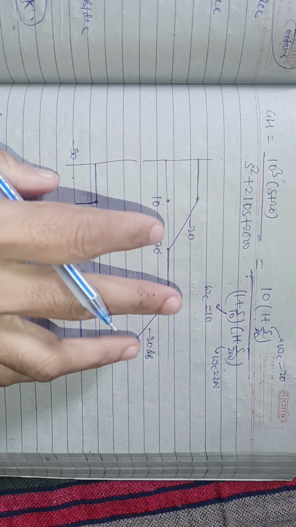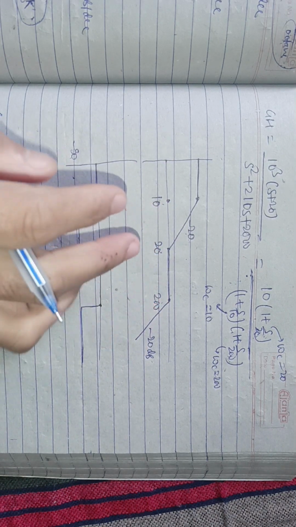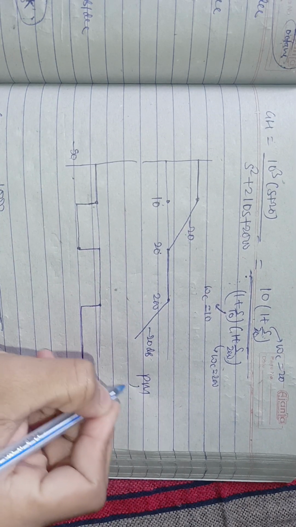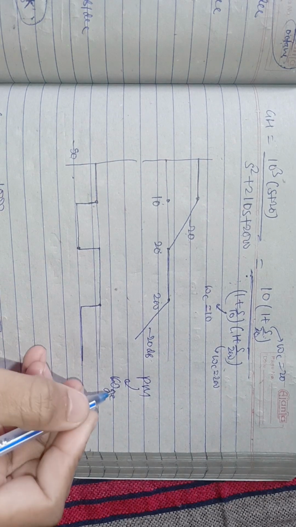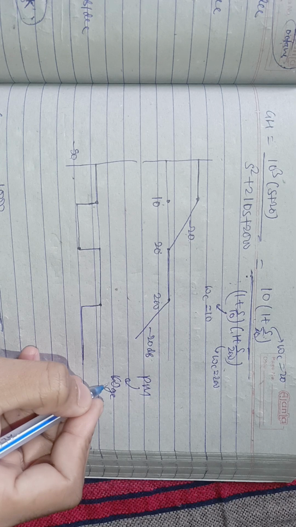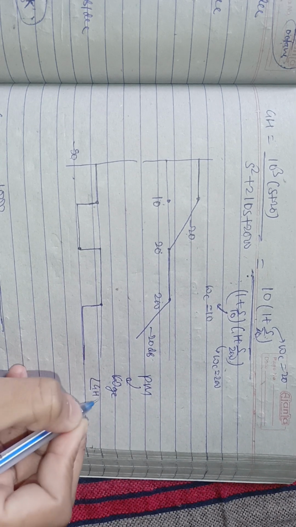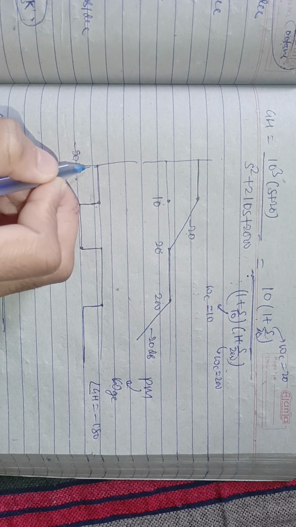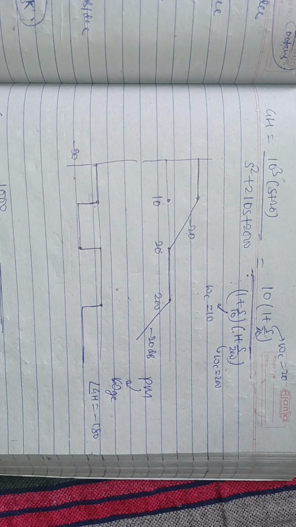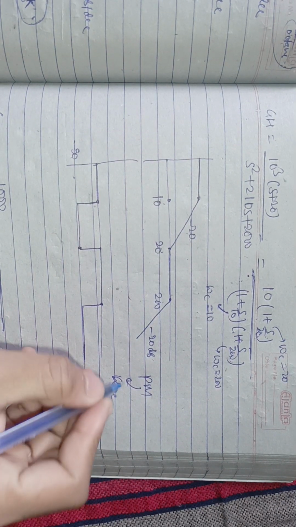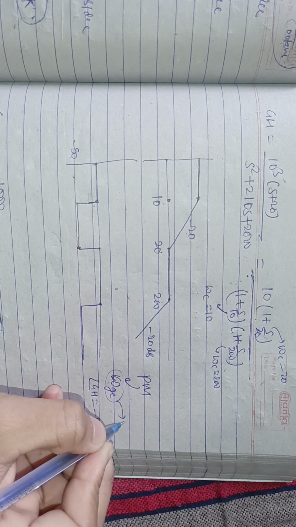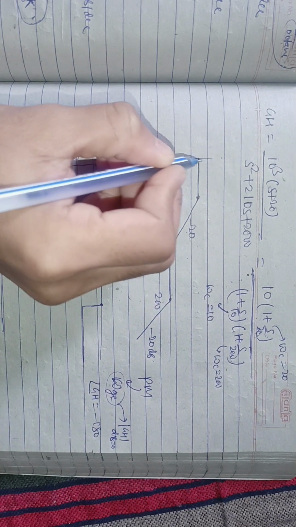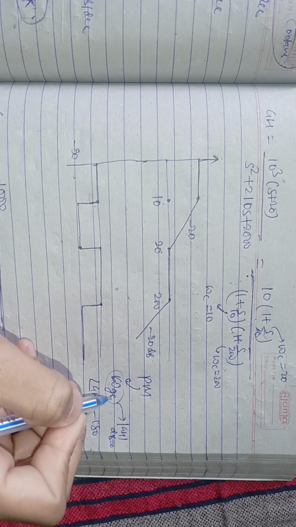Another type of question can be asked from here: phase margin can be asked. In phase margin, we first have to find omega gc, the gain crossover frequency. Phase crossover means the angle of G(j omega) should be minus 180 degrees. And for omega gc, the gain crossover frequency, the magnitude in dB should be 0.